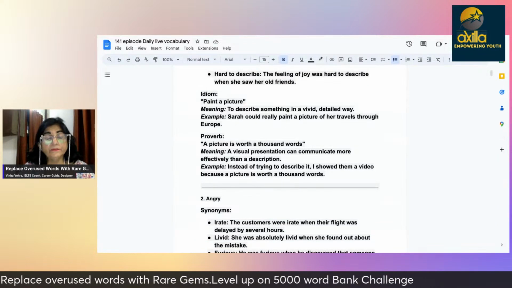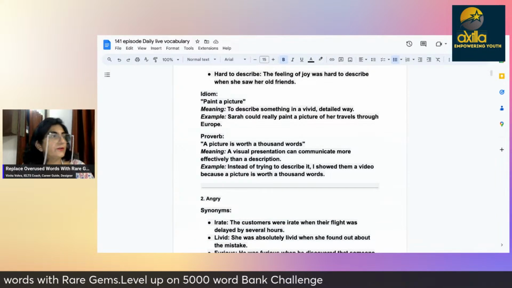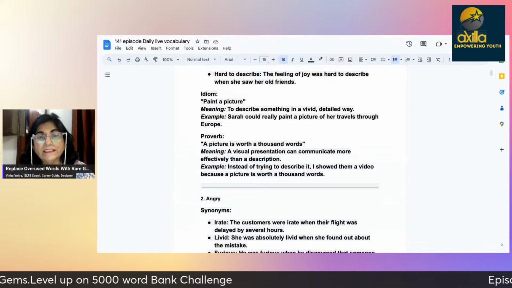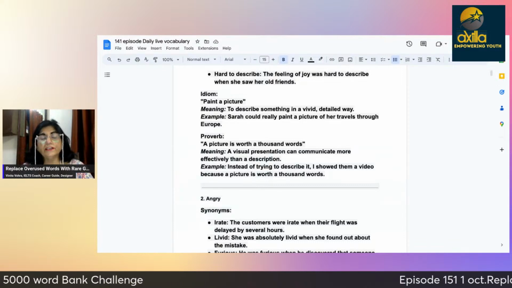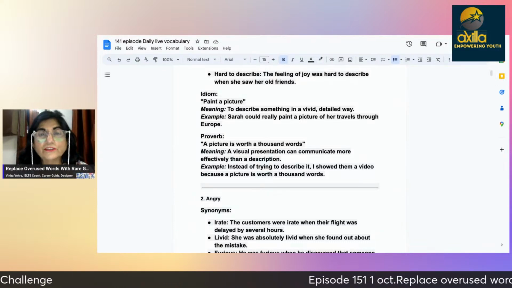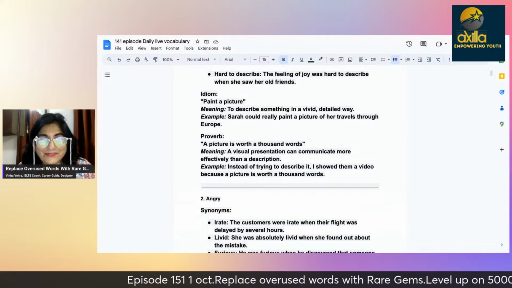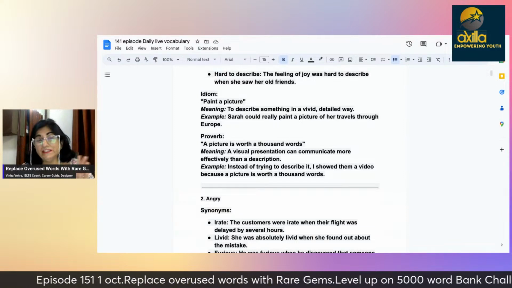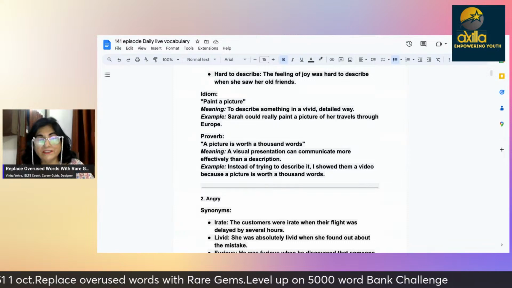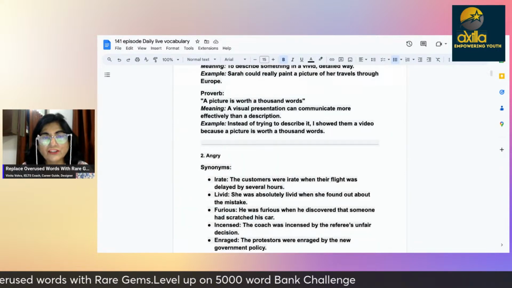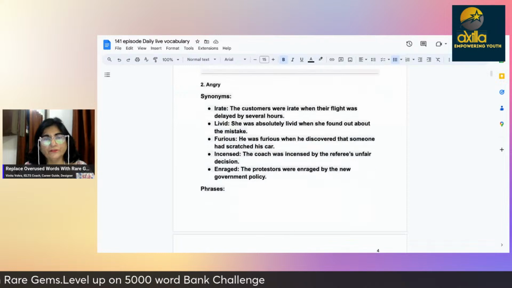और इसका idiom क्या है? To paint a picture, to describe something in a vivid, detailed way. Sarah could really paint a picture of her travels through Europe. A proverb could be, a picture is worth 1,000 words. Okay, now to paint a picture, describe something in a vivid, detailed way. Sarah could really paint a picture. Proverb is worth 1,000 words.